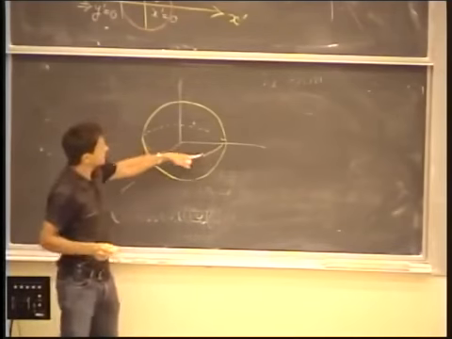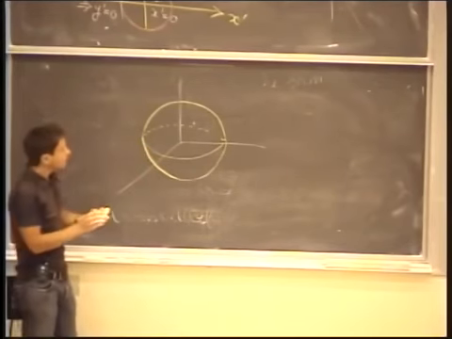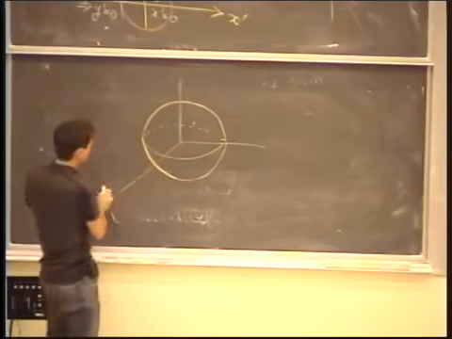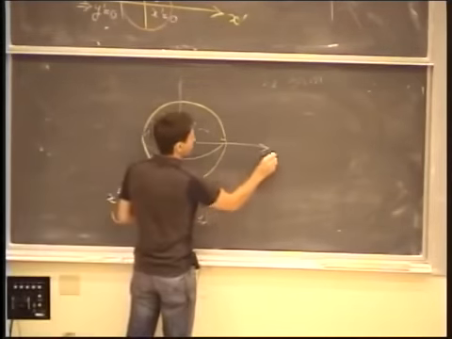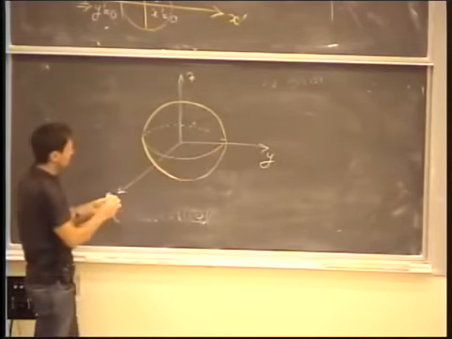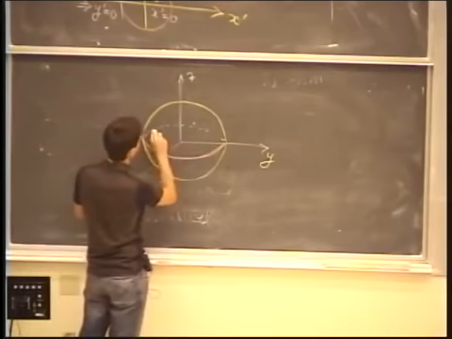So now, what exactly is this equator? I claim that the equator is nothing but what you get by intersecting the sphere with the xy plane. Remember, this is the xy plane. If you cut the sphere with the xy plane, what you'll get is precisely this equator.